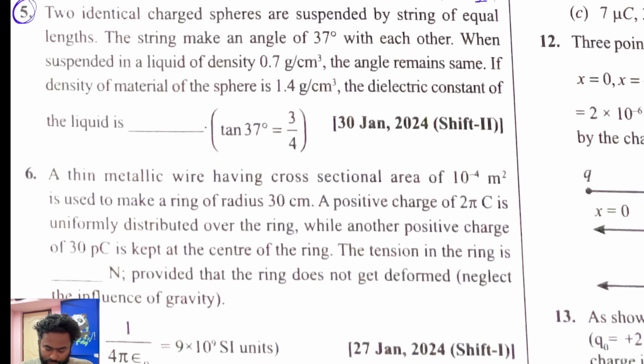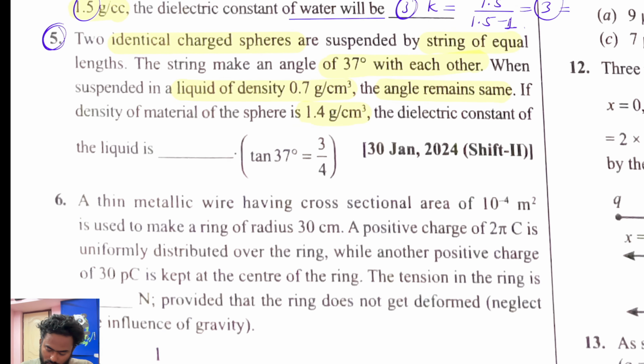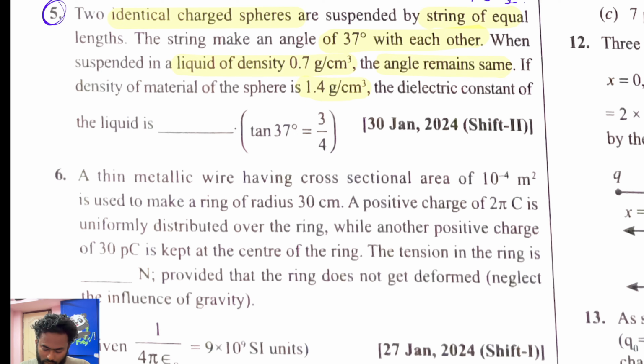We have here identical charged spheres suspended by strings of equal lengths. The strings make an angle of 37 degrees with each other. Suspended in a liquid of a given density, the angle remains the same. The density of the material is 1.4. Now again, the same question here. See, one concept I have given you: in this kind of case, the dielectric constant will be rho solid upon rho solid minus rho liquid when the angle does not change.